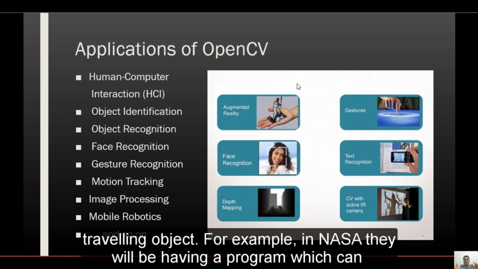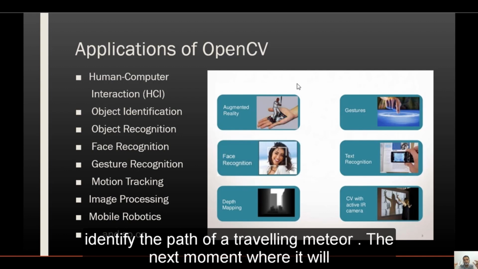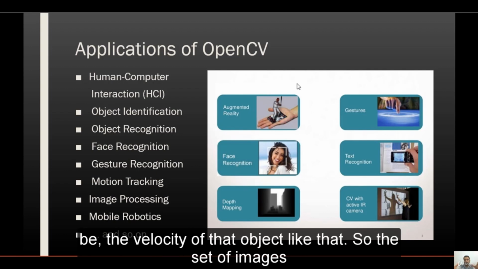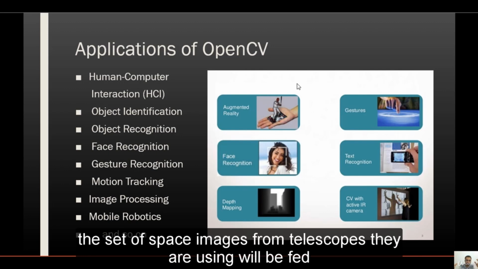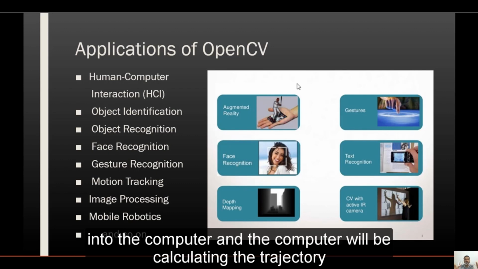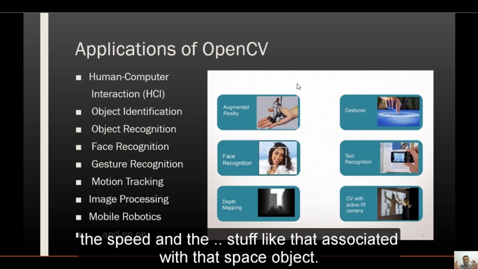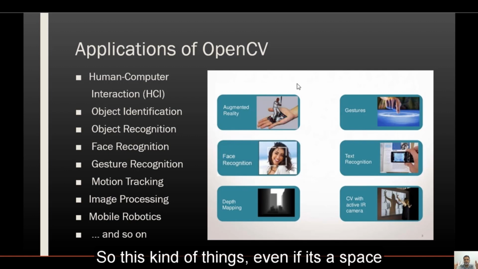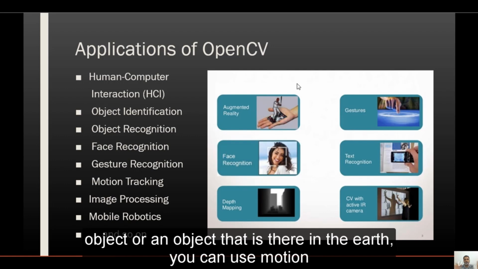For example, at NASA they have a program which can identify the path of a traveling meteor, where it will be the next moment, the velocity of that object, like that. So the set of space images from telescopes they are using will be fed into the computer, and the computer will calculate the trajectory, the speed, and the stuff like that associated with that space object. So even if it's a space object or an object that's here on earth, you can use motion tracking.